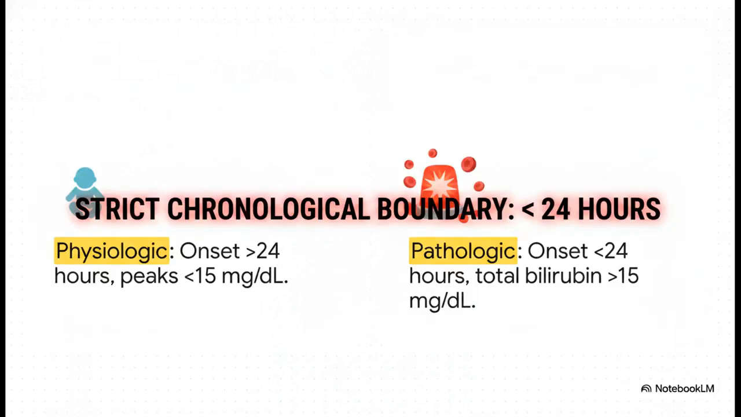Right out of the gate, we have to isolate the absolute chronological boundary. Now, we know unconjugated or indirect hyperbilirubinemia is incredibly common. It's usually just due to immature hepatic UGT1A1 enzyme activity combined with high red blood cell turnover. But here's the catch. Timing is literally everything. Unconjugated hyperbilirubinemia presenting within the first 24 hours of life is strictly pathological. Every single time. It's overwhelmingly driven by hemolytic disease of the newborn, typically your ABO or RH incompatibility.